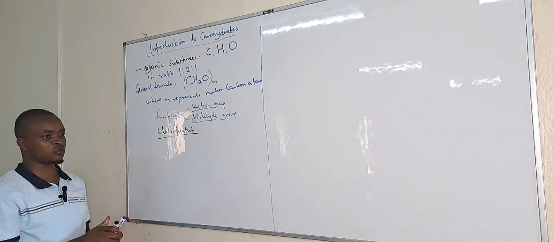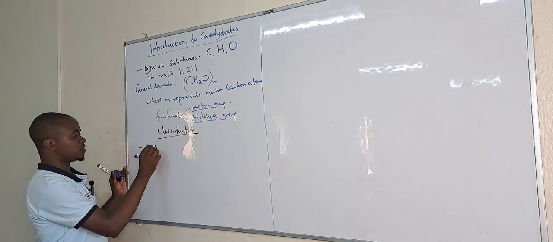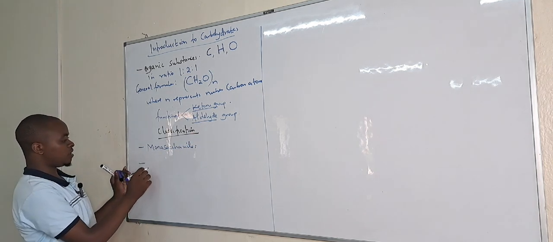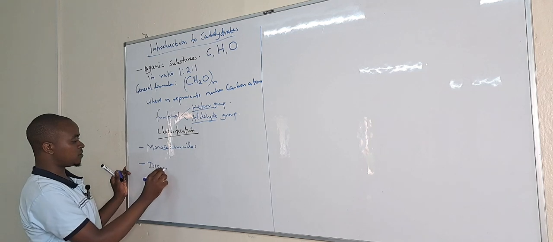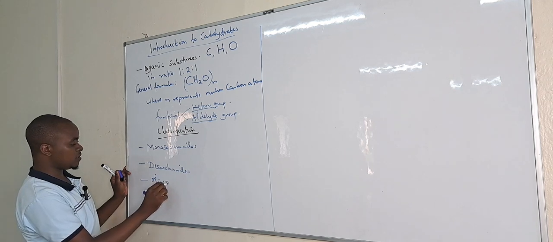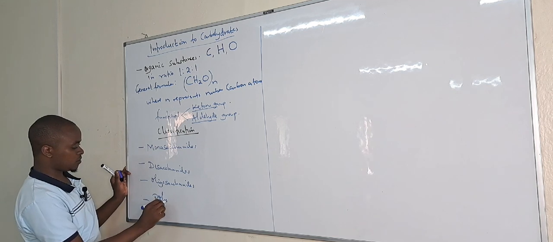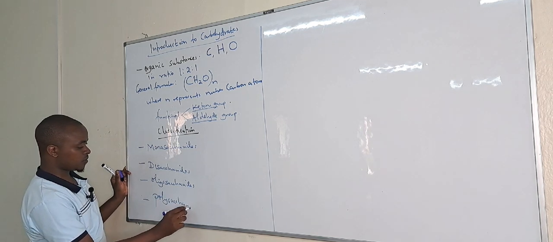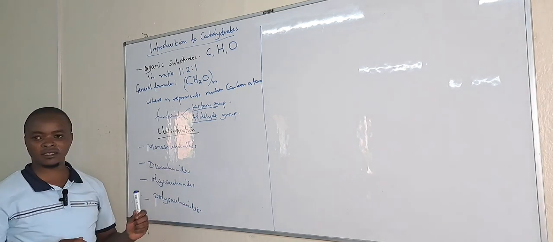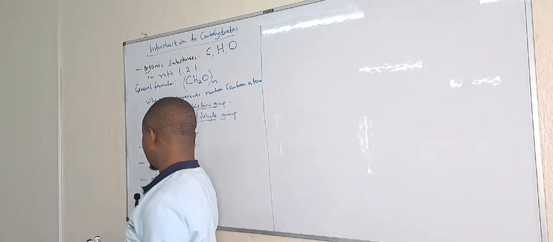Then when we look at the classifications, how are they classified? Carbohydrates are classified in three major ways. That is, we have monosaccharides, disaccharides, oligosaccharides, and polysaccharides. This is important to know about carbohydrates.